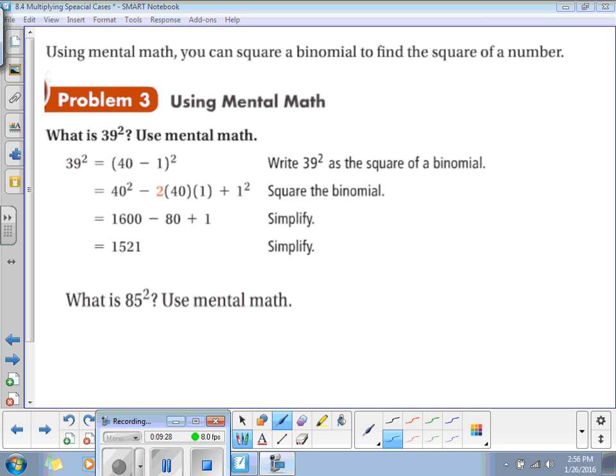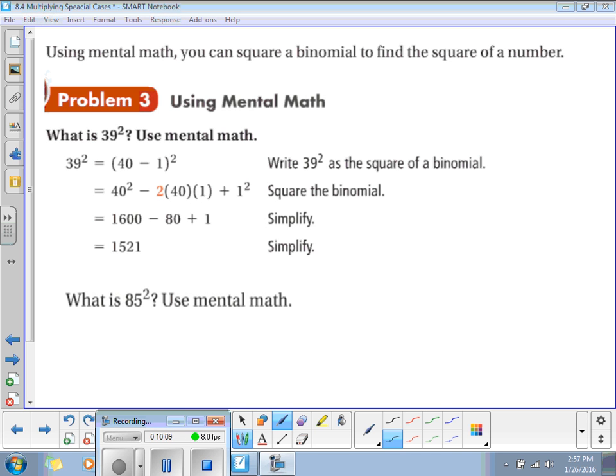All right, problem 3 is using mental math, but again, even though it says mental math, we're going to write down what we're thinking, okay? So, what is 39 squared? Now, we can't do 39 squared in our head, like Bryce can, but we can change it to something that we can do in our head, right? So, to get 39, we can do 40 minus 1, right? 40 minus 1 is equal to 39, right? Yes. And then there's the 39 squared, same thing.